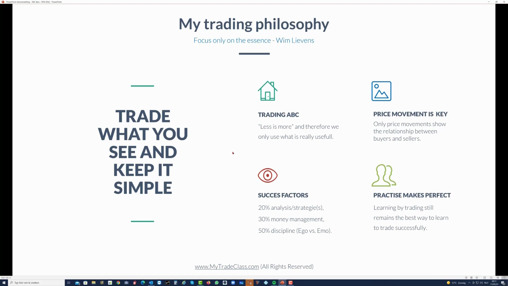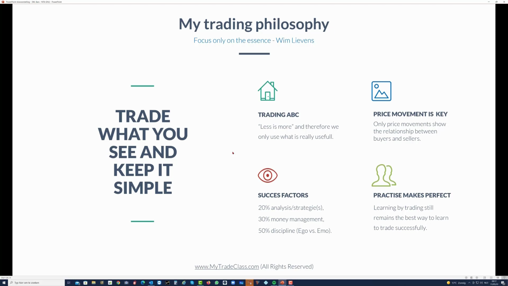And then, of course, the 50%, which is the discipline, controlling emotions. I'm sure you've all heard about that. Now, you can only achieve this 50% if you know exactly what you're going to do with the first two parameters, which is your analysis, your strategies, and your money management. But that is more something we like to do in the course.